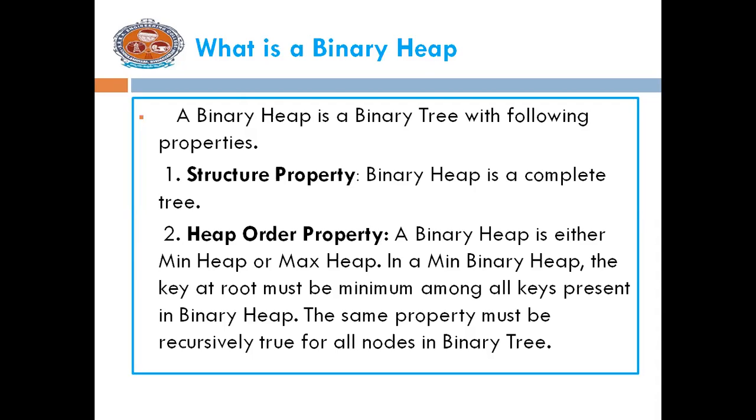In the case of a max binary heap, the key at the root must be the maximum among all keys present in the binary heap. The same property must be recursively true for all nodes in the binary tree. That means in a max binary heap, for any node, the value in that node is greater than all the key values present in its subtrees.